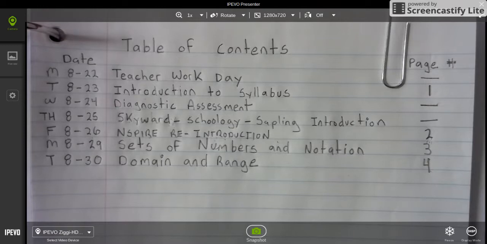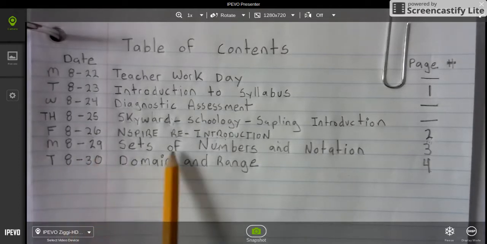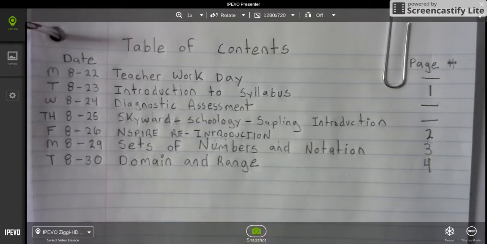If you would, pause the video again to double check that your table of contents is up to date. Okay, now that you've paused and updated your table of contents, let's look at today. Today we're looking at Monday, August 29th, sets of numbers and notation. And that's going to be in section 3.